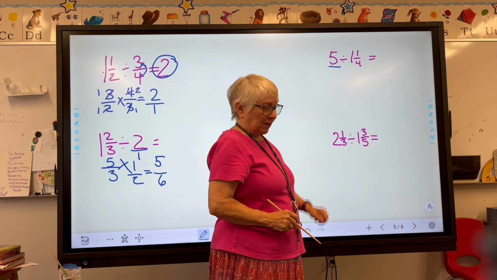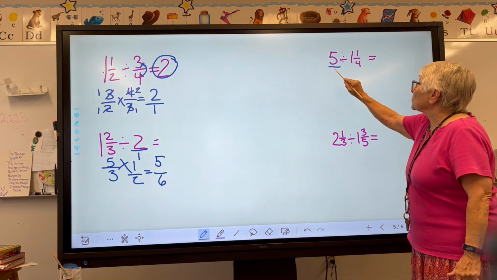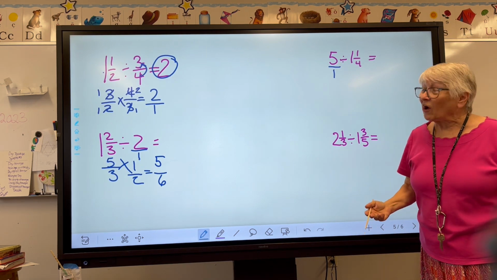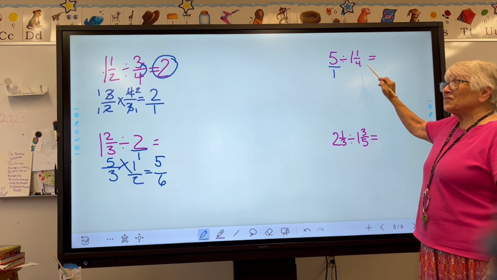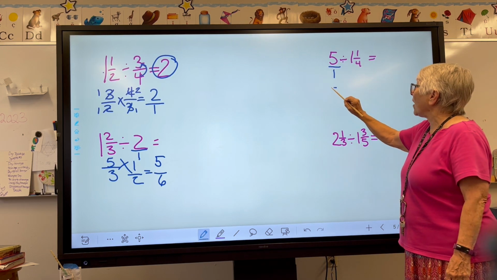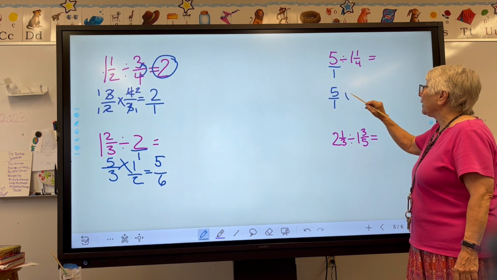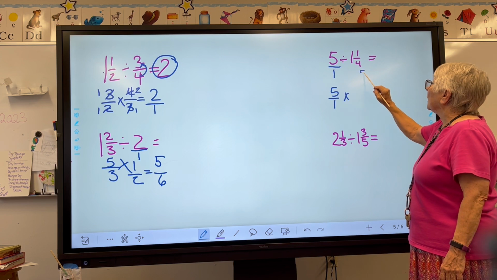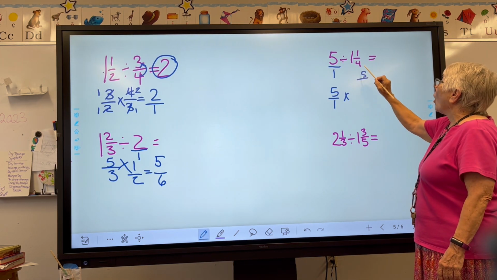All right, here's a different one. That line is there because we have to put a 1 under it, so it looks like a fraction, because 5 divided by 1 is 5. But this is a mixed number. So we've got 5 divided by 1, 5 over 1, times 4 times 1 is 4 and 1 is 5 over 4.